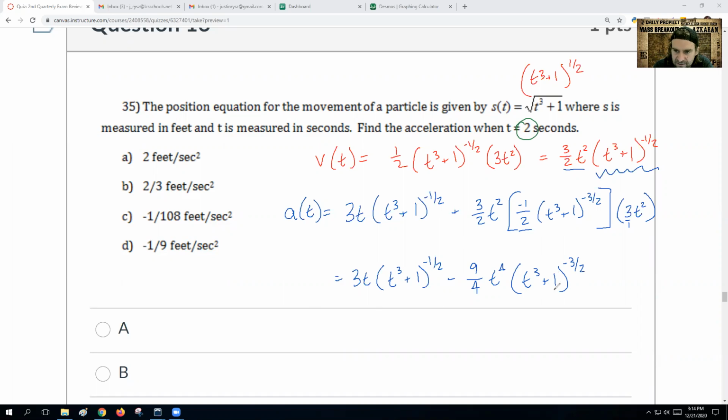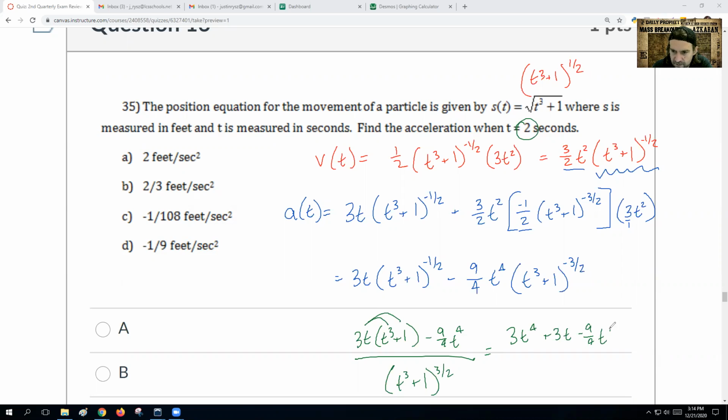Let's make it neater. Let's factor this negative 3/2 power out. So that would be on the bottom, t cubed plus 1 to the 3/2 power. If we factor out, that'd be 3t times t cubed plus 1, and this would just be minus 9/4 t to the 4th. We can distribute this here: 3t to the 4th plus 3t minus 9/4 t to the 4th.